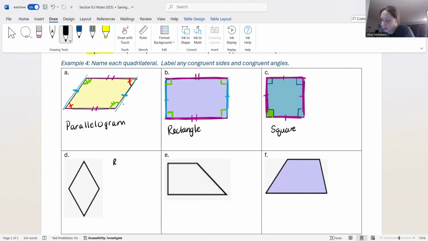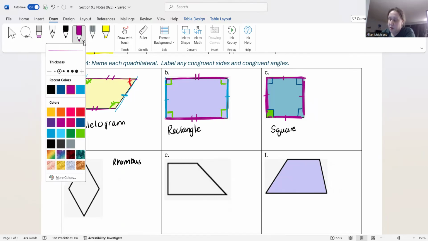So this is a rhombus. So a rhombus is a special type of parallelogram. Okay, so we have that opposite sides are parallel and congruent. But when you're dealing with a rhombus, opposite sides are parallel and congruent, but all of the sides happen to be the same measure. So in this one, let's go back to the purple color.